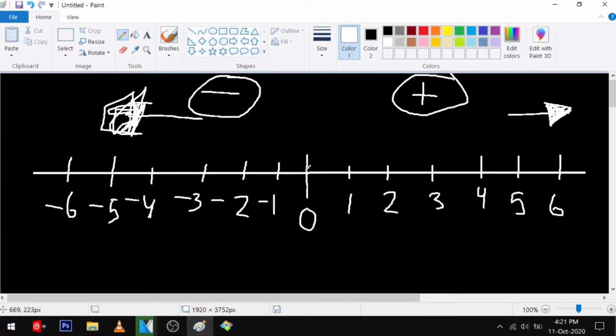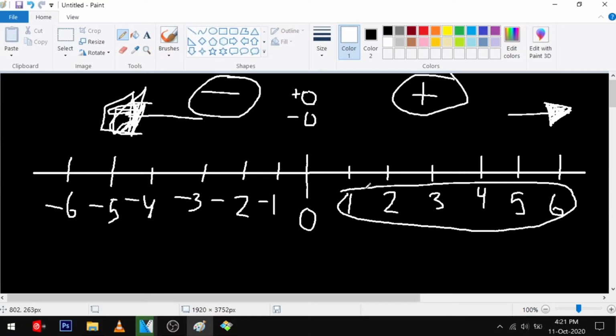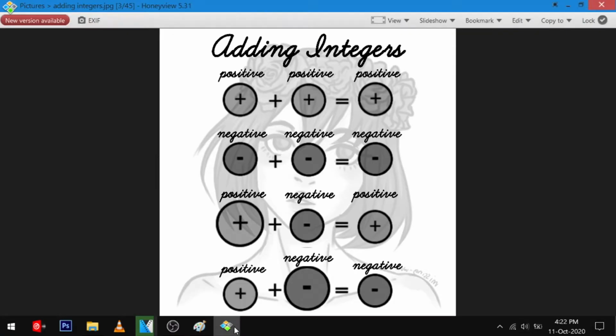Okay, so 0 is neither positive nor negative, so you cannot have a negative 0 nor a positive 0. 0 is just in between. It can't be negative or positive. All right, but these other numbers here are digits, and it doesn't have to be a single digit. It could be double digit, triple digit, whatever amount of digits. Once it's on this side of the number line, it will be positive, and once it's on this side of the number line, it will be negative. Okay, so going to the rules now.